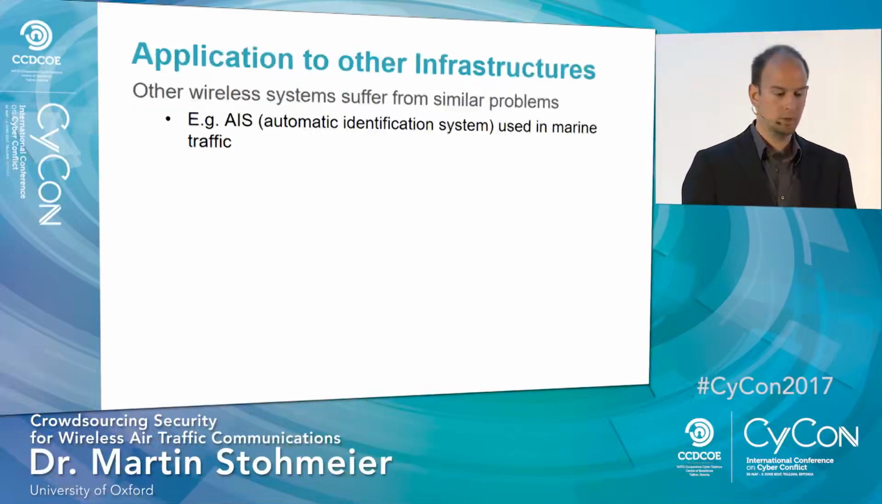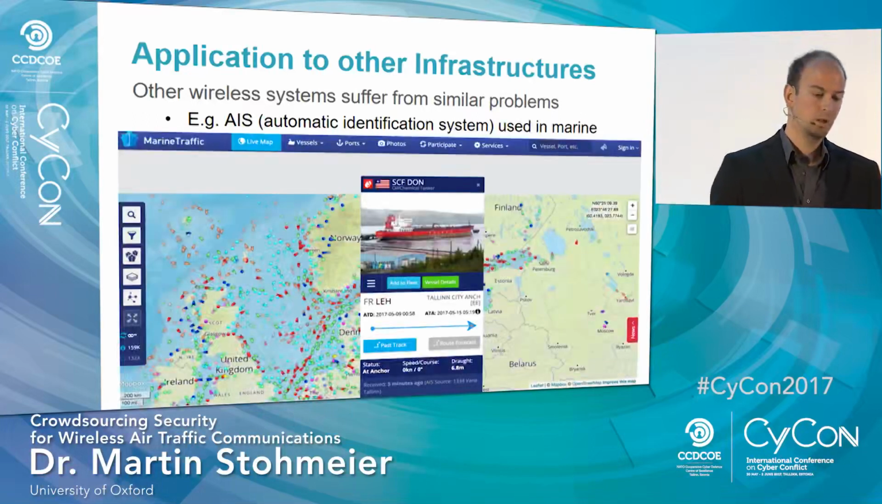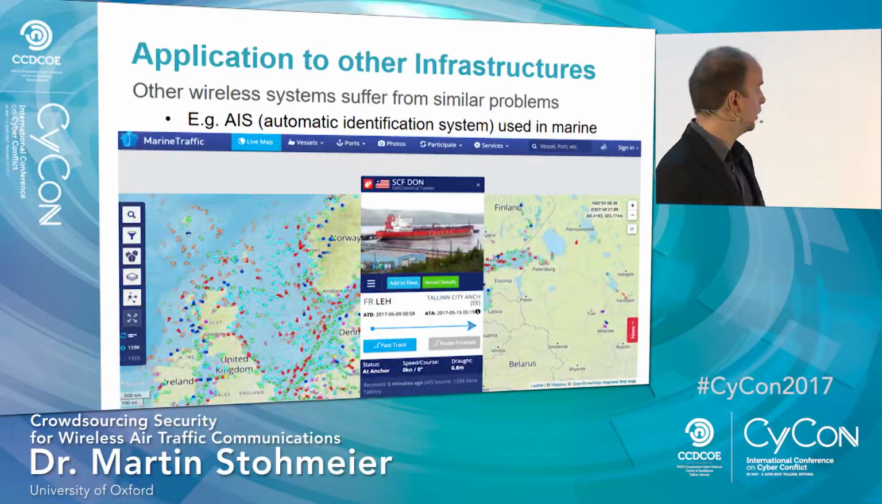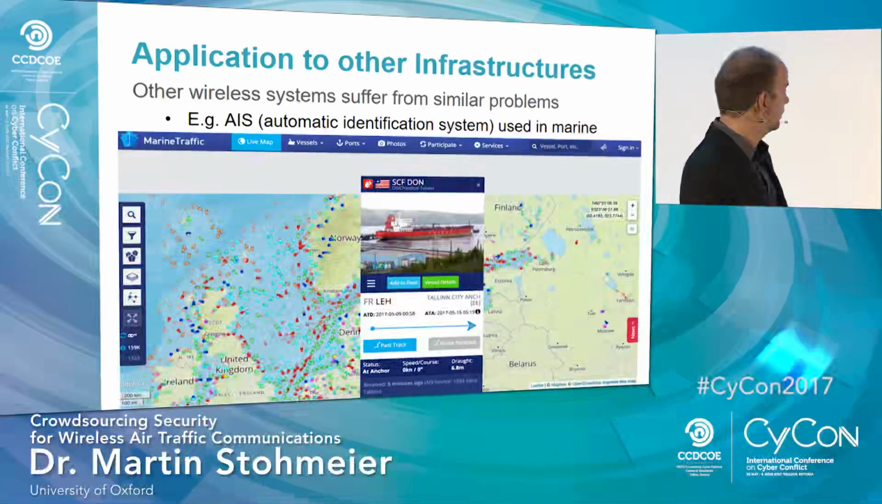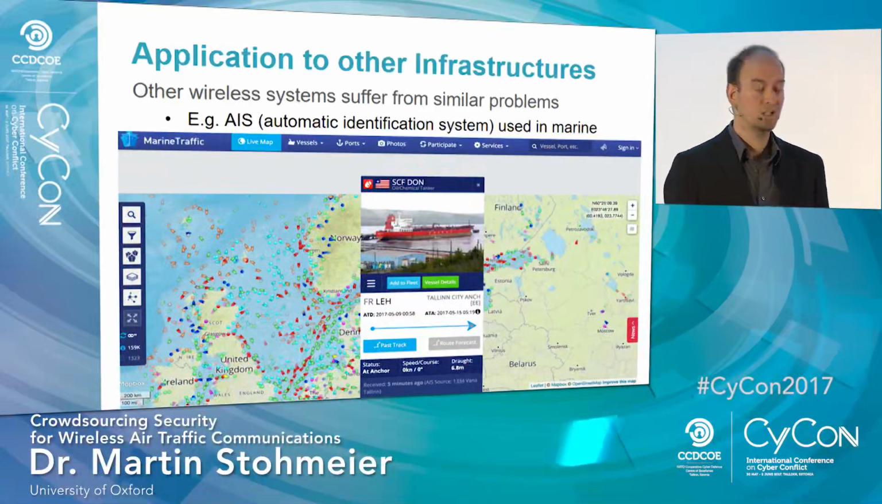So, bringing me to the last slide of my talk here, is there any application for other critical infrastructures? As you may imagine, there are other wireless systems that suffer from very similar problems as aviation. For example, the automatic identification system, AIS, used in marine traffic. This is shown here, very similar websites as Flight Radar and the other commercial trackers. Marine traffic, same systems, you get positions from the ships and vessels. Again, no encryption involved, nothing.